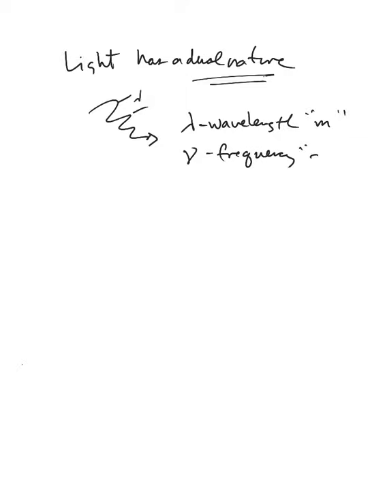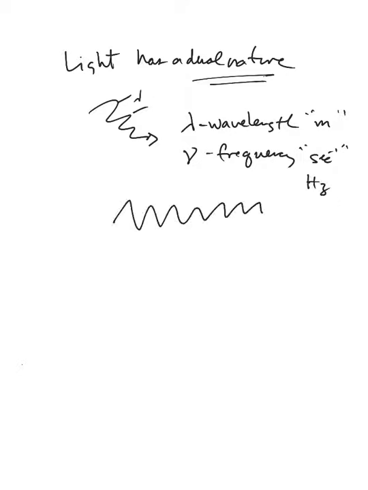A lot of times when people draw light, they'll draw it like a wavy line. And you know that we talk about the wavelength. The wavelength is the distance between two crests. And then we talk about the frequency. So the wavelength is a distance like maybe meters, for example. And the frequency has this weird unit of inverse seconds, or sometimes you see it as hertz.